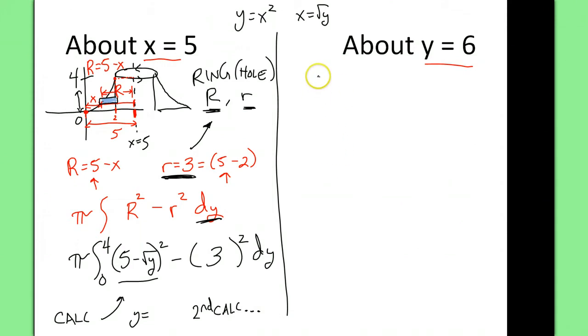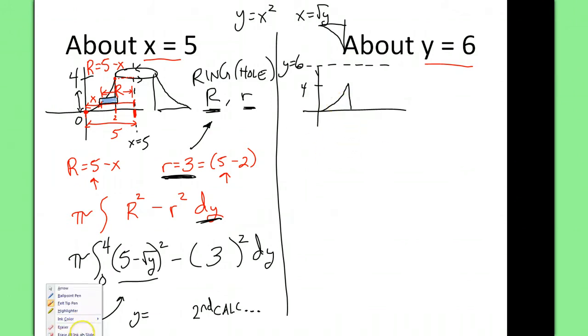So let's do our last one, where it's about y equals 6. So here is my area, and it goes up to 4, and we're going to rotate it around y equals 6. So this is fun to draw. What I would like you to do is I would like you to try to set it up. What's the outer radius? What's the inner radius? Okay. All right, here we go.